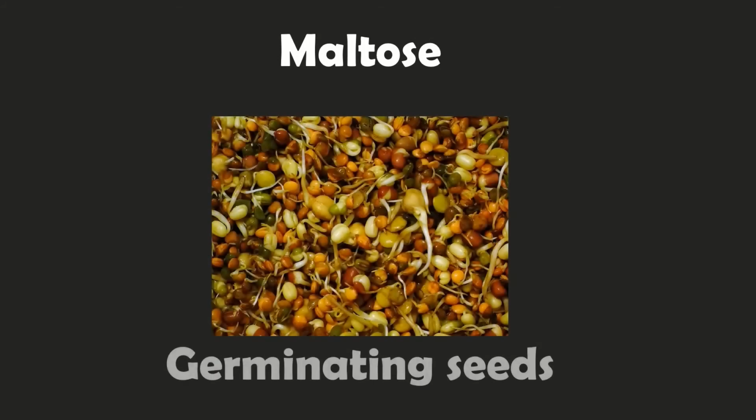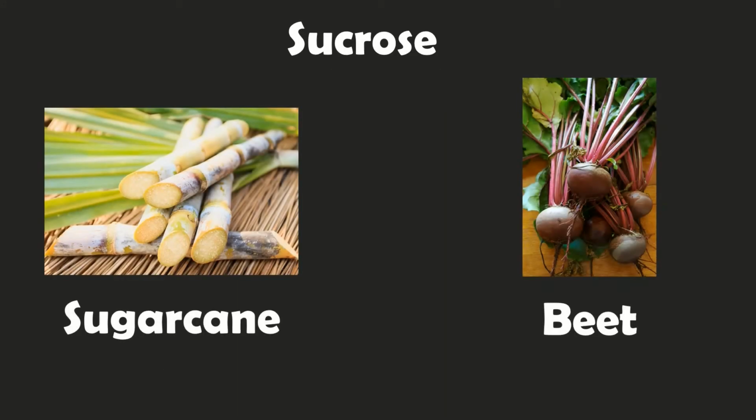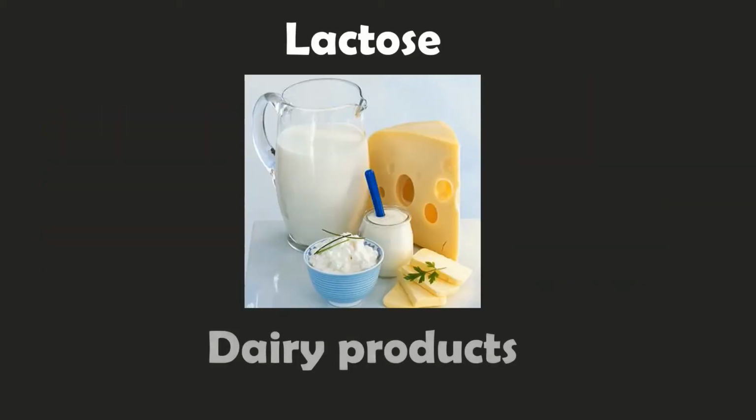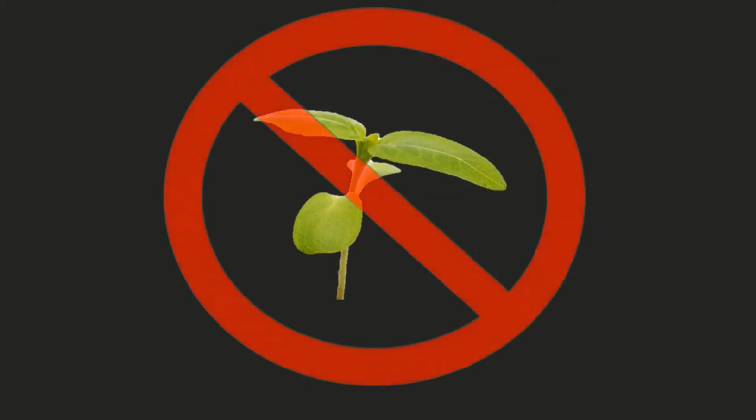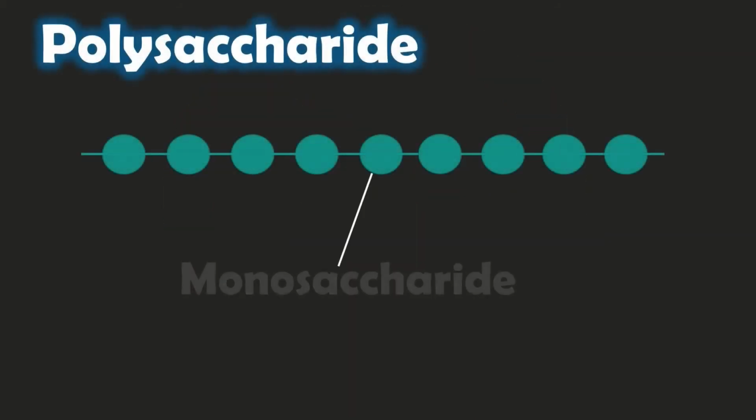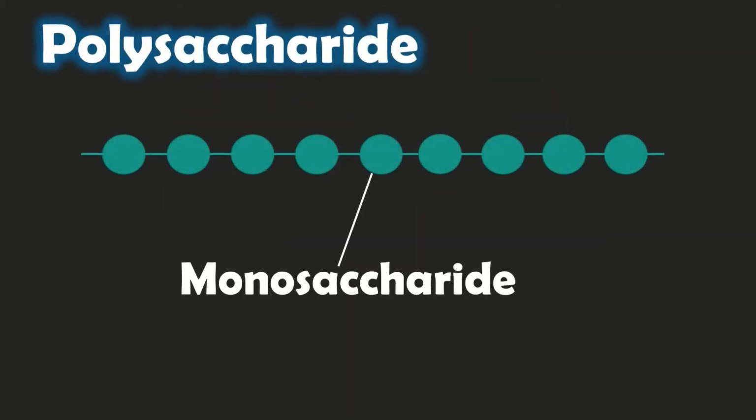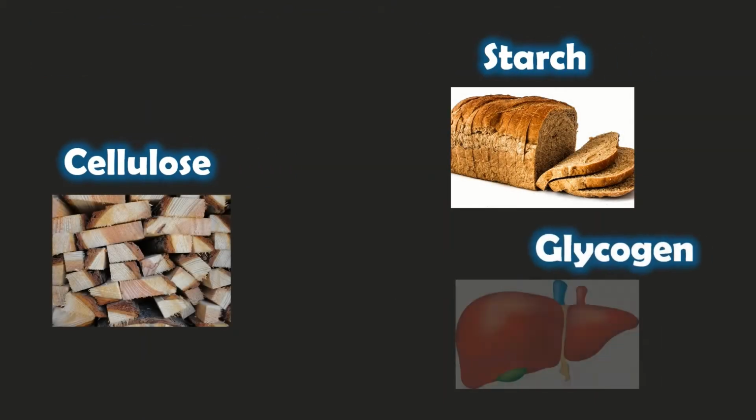You can see maltose in germinating seeds, and sucrose can be seen in sugar cane and beetroot. In dairy products, you can see lactose. This is the only sugar which is not present in plants. Polymerization of a large number of molecules forms a polysaccharide molecule. Three main types of polysaccharides are starch, cellulose and glycogen.